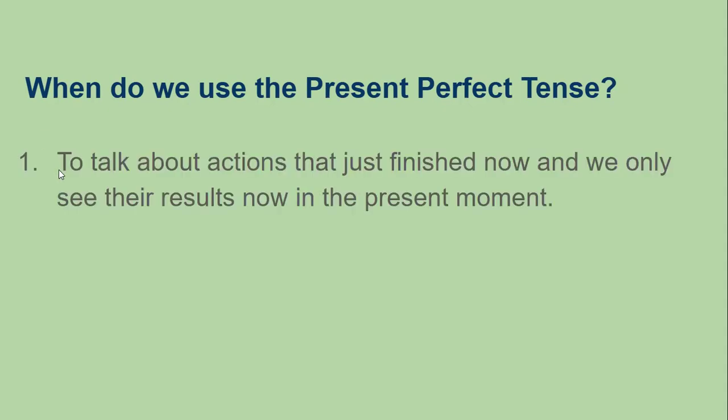So, the first case in which we use the present perfect tense is that we use it to talk about actions that just finished now, and we only see their results now in the present moment. I need to explain this further. This means that we use the present perfect tense to talk about the actions that started happening in the past, but they only finish now in the present moment. So basically, these actions are in the past, but the past which is in the present.